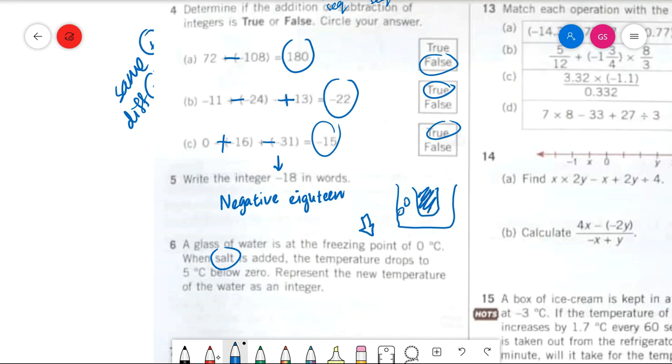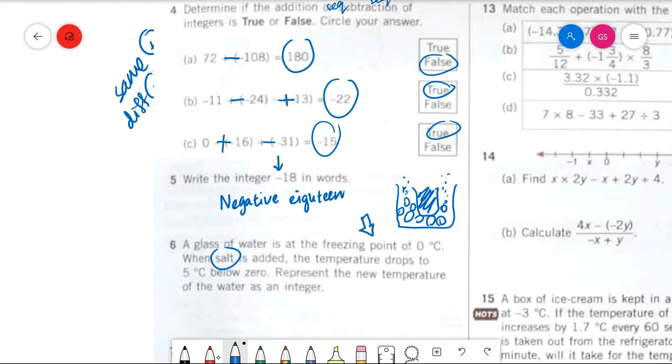So here will be ice, you know. Here will be ice. So what happens is they'll add the salt, lah. They'll add the salt so that it will reduce the freezing point, meaning it will be more frozen than normal. Okay, so we want that to happen. So the temperature drops to 5 degrees Celsius below zero.